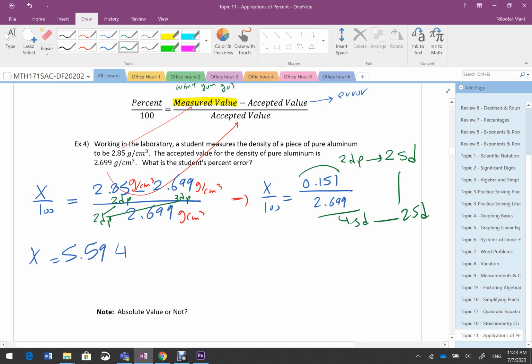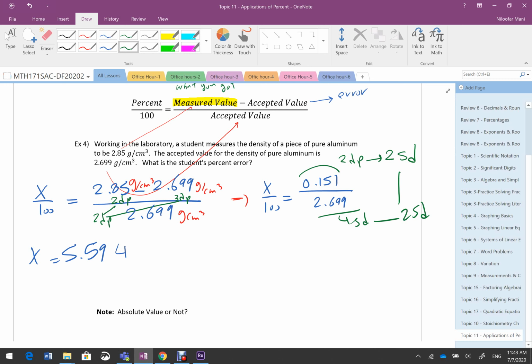Remember, based on BEDMAS, first I am doing subtraction, and then I am doing division. For subtraction, I round to the least decimal place. Remember, I don't round in the middle of the calculation, I round at the end. But when I have 2 decimal places, how many significant digits do I have? 2 significant digits. I do not round.